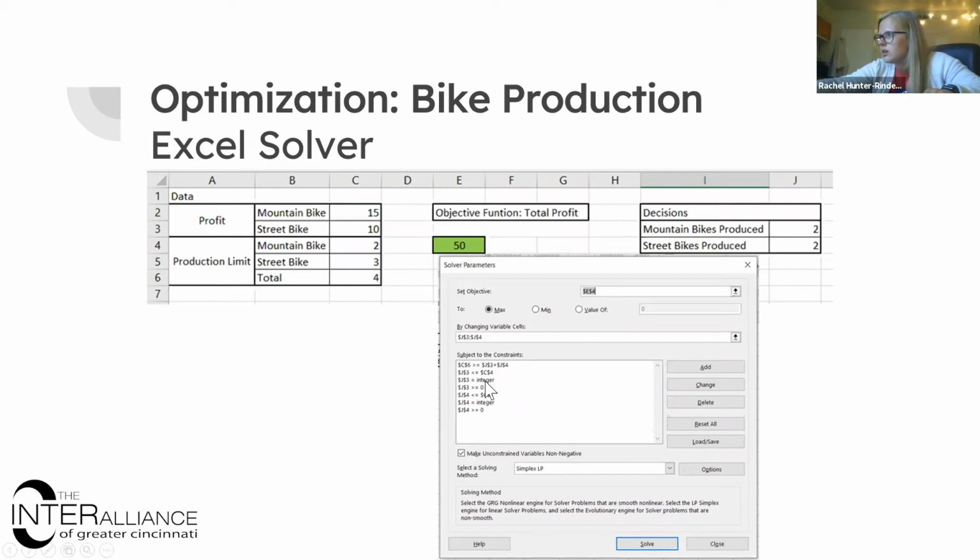We need our decisions to be integer. We need them to be greater than 0. And then this is the total production, street bike and mountain bike. And so you're just building the relationships between the cells in the same way that you originally mathematically wrote out the constraints. So does the concept of this make sense?